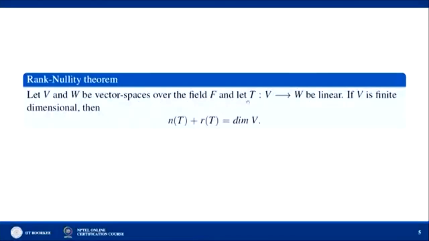Now the next result is the rank nullity theorem. It states that if V and W are two vector spaces over a field F and T from V to W is linear, and V is finite dimensional, then nullity of T plus rank of T is always equal to the dimension of V. The result is very easy to show. Let us see the proof. We have to show that nullity of T plus rank of T is equal to the dimension of V. Here T is from V to W.